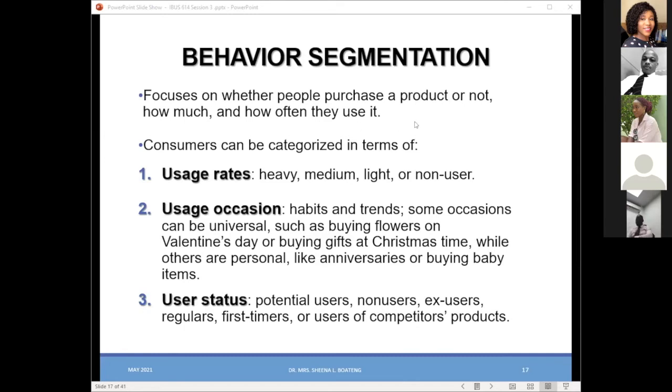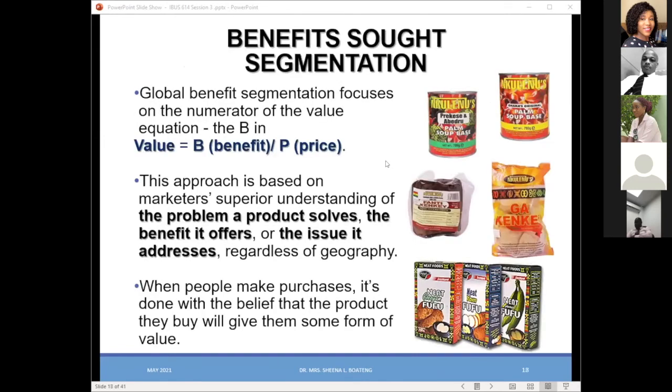You're welcome, Elizabeth. So that is it for behavior segmentation, right? The next, we can talk about benefit segmentation. And this is where global benefit segmentation is focusing on the numerator of the value equation. So when we talk about the value equation, it's all about how the consumer compares the benefits they are getting from a particular product or service with the price that they are paying. So the value of a product is the benefits that they are getting divided by the price that they are paying, right? This is putting it in simple terms.